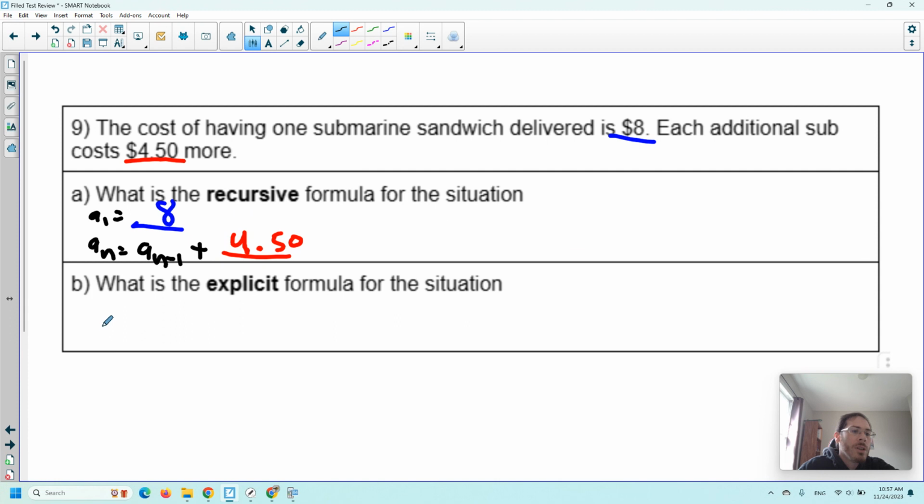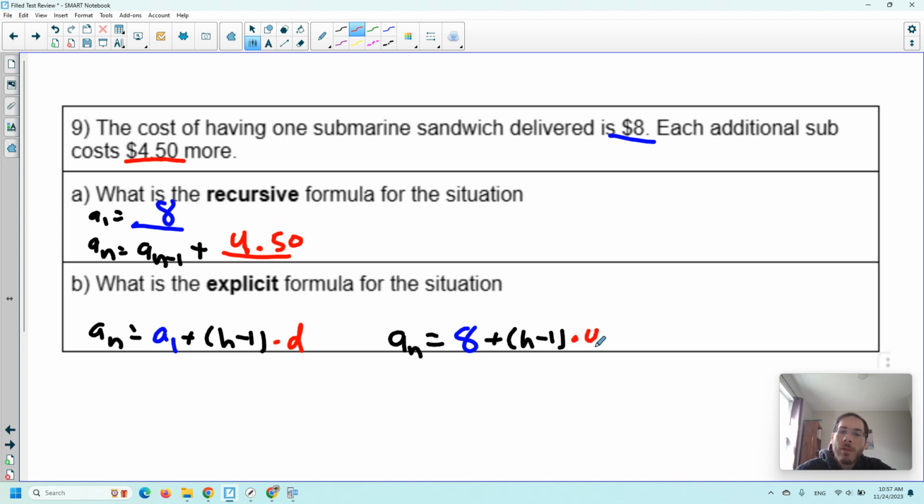So the explicit formula is a sub n equals a sub 1 plus n minus 1 times d. And again, we just have to think about what all of these things mean in context. A sub 1 is the cost for one sub. It's $8 right there. N minus 1 doesn't change. And then d is how much per sub extra. It's times $4.50. And there we go. That's it. We're all set.